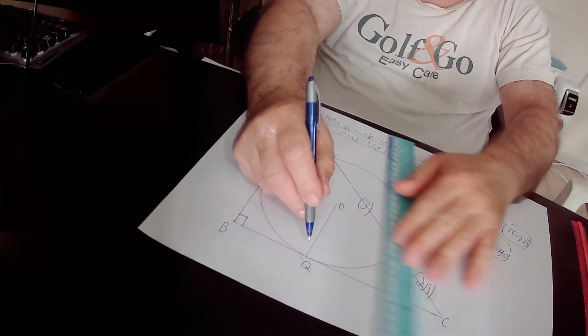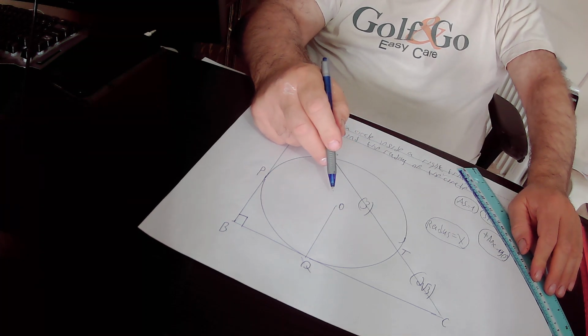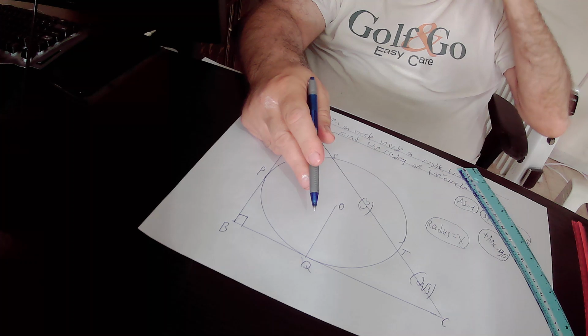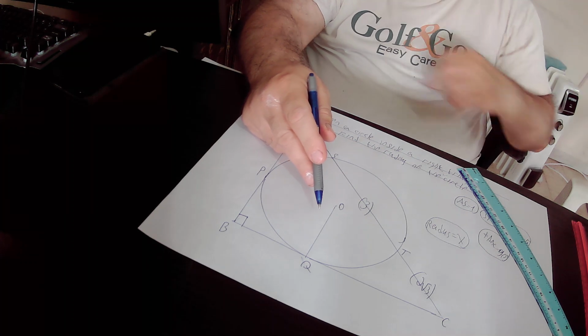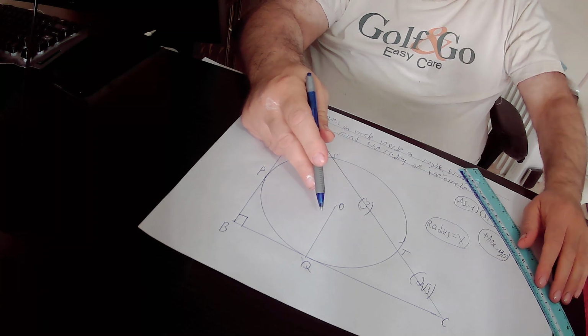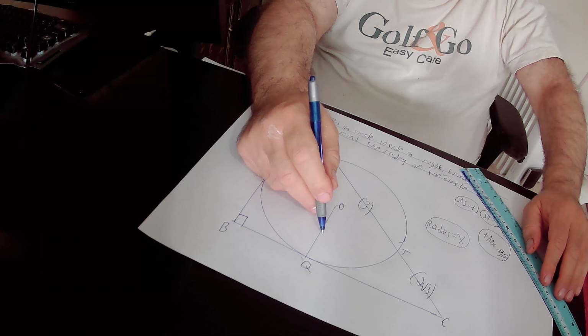So what is the definition of line segment OQ? Line segment OQ starts from point O, that is the center of the circle, and ends at point Q, that is the point on the circle itself. So this is exactly the definition of a radius. Therefore OQ is the radius of this circle. This is equal to x according to our definition.